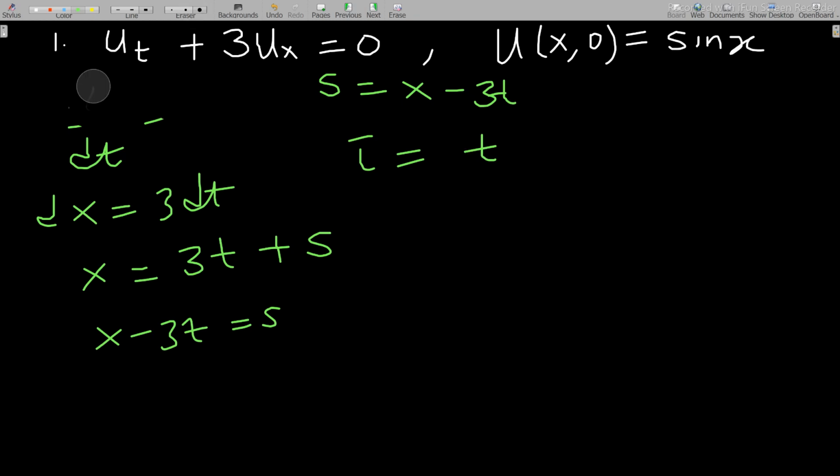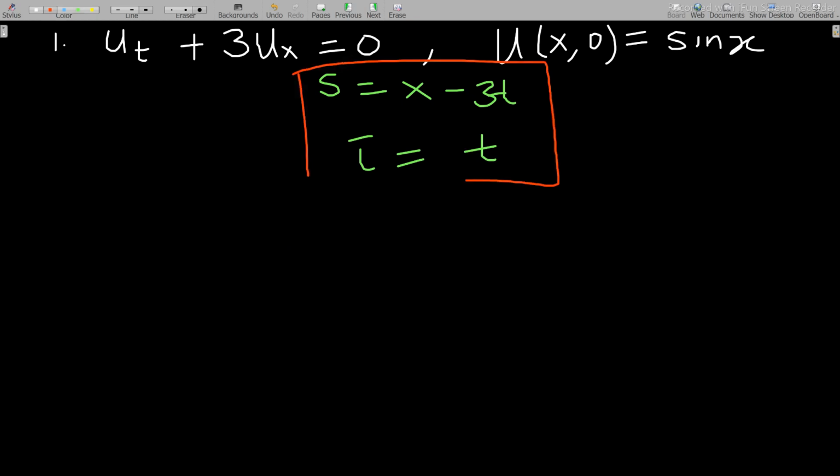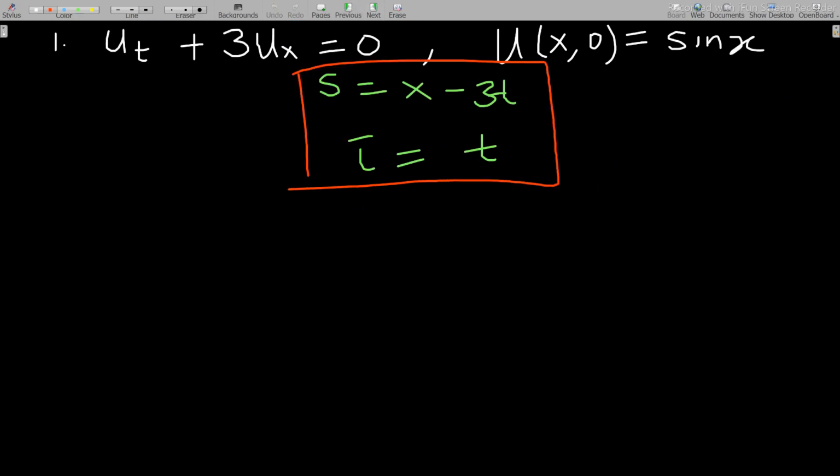Okay, so when you've gotten this, keep this in mind. If you remember, we just said that s is equal to x minus ct, and tau is equal to t. So in effect, this is what you get. But remember that the s is always solvable. You get an equation to get your s. Okay, so with this, let's find our ut and our ux.